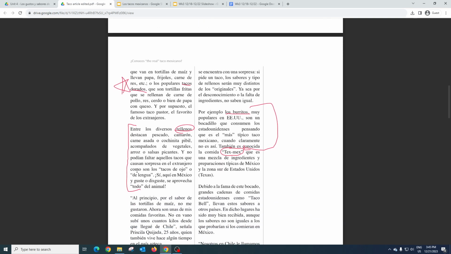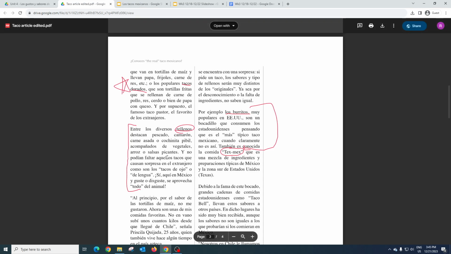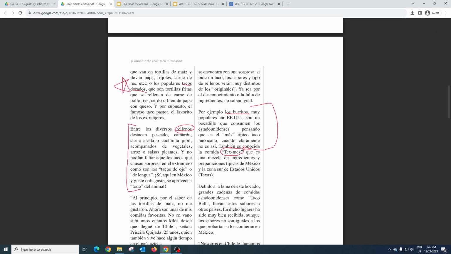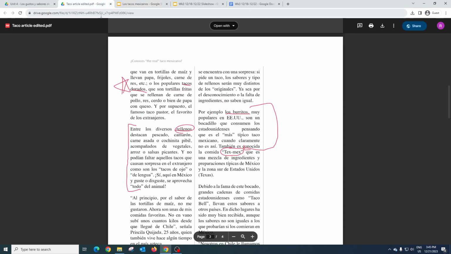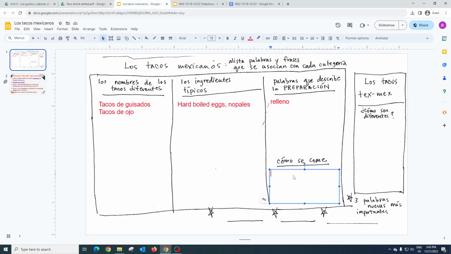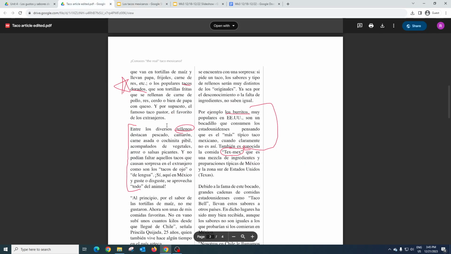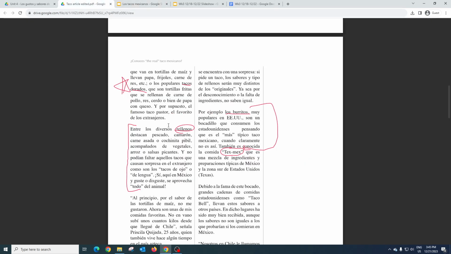Destacan, camarón, faltar que estacas que causen. I'm actually kind of curious more, as someone who's read this twice now, what you all will find for words that describe the preparation of the tacos. We might not have a ton in there, and that's totally fine. And then, como se come, I'm going to be honest, I can't really find a whole lot about como se come in here, like at all.